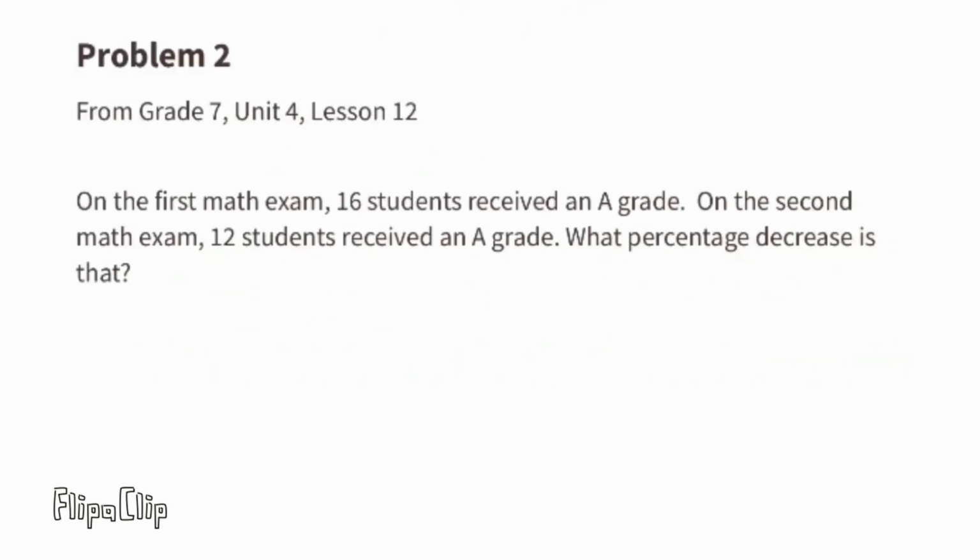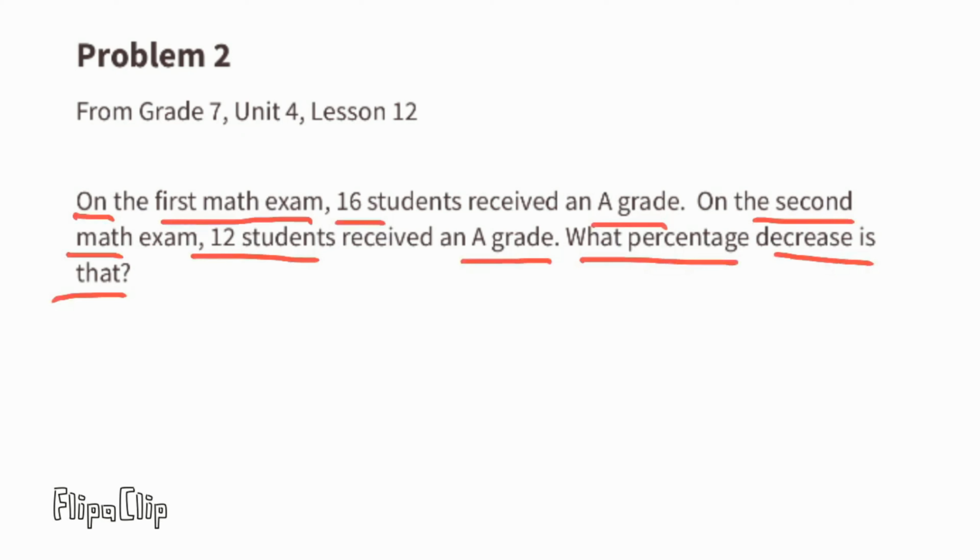Problem number 2 from 7th grade Unit 4, Lesson 12. On the first math exam, 16 students received an A grade. On the second math exam, 12 students received an A grade. What percentage decrease is that?